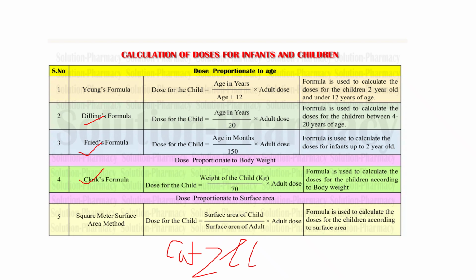Here, surface area of the child divided by surface area of adult, into adult dose. Clark's formula is based on weight. If weight is in kg, then weight of the child in kg divided by 70, into adult dose. If in pounds, then weight of the child in pounds divided by 150. Fried's formula is based on age in months: age in months divided by 150, into adult dose. In this way you can calculate the different doses for a child based on the adult dose.